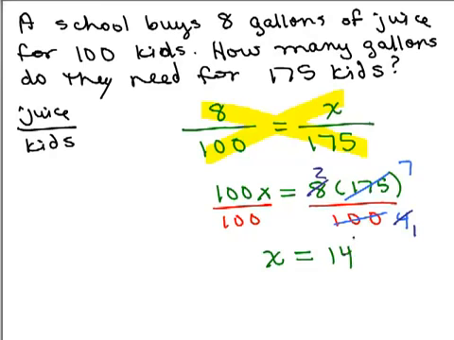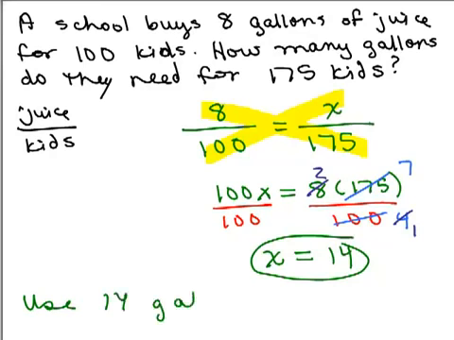Now, you would have gotten the same answer if you would have done 8 times 175 and got 1,400 and then divided by 100 and got 14. So how many gallons of juice do they need? Use 14 gallons of juice.